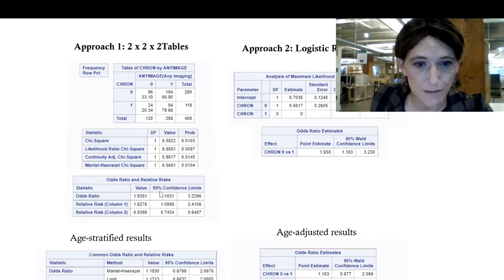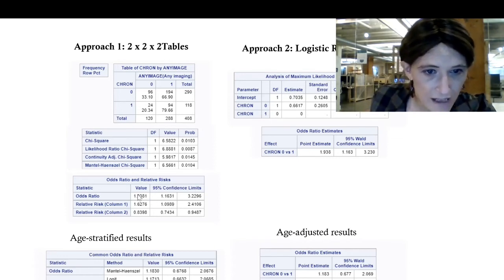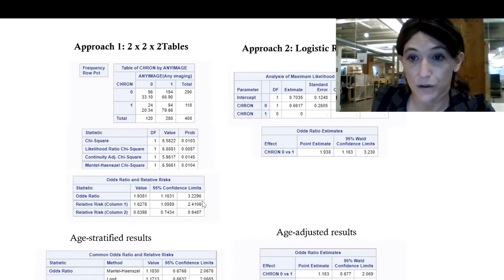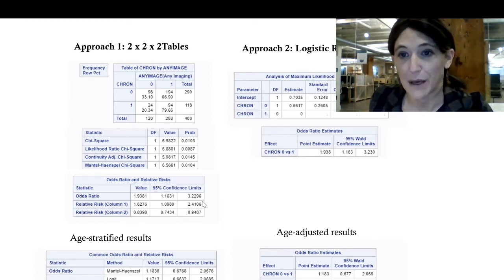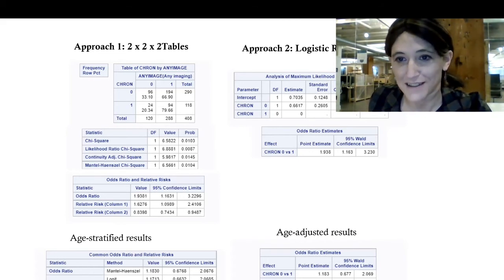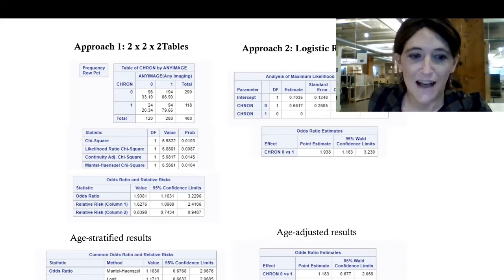Okay, so my crude estimate was 1.93. Sorry if I didn't say it before. The odds ratio was 1.93, the crude estimate. Statistically significant, confidence interval 1.16 to 3.22. Here I am ready to write my paper about how chronic disease predicts use of imaging after concussion. The most interesting paper ever.